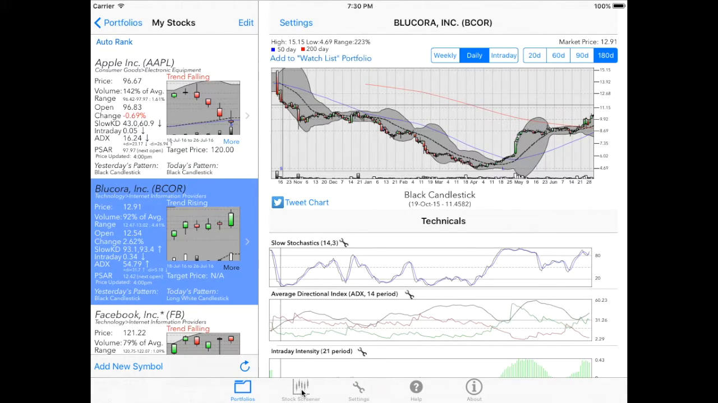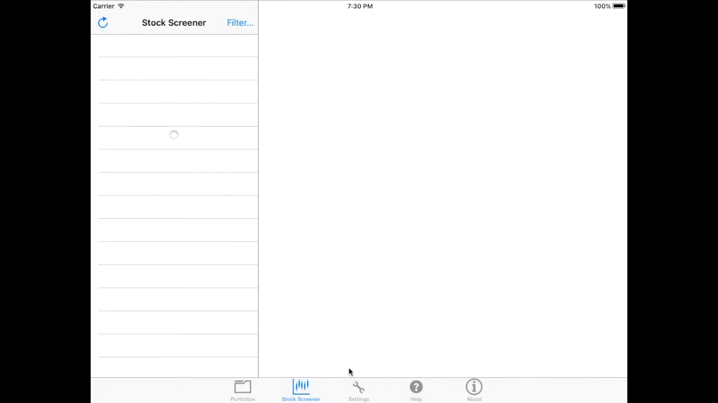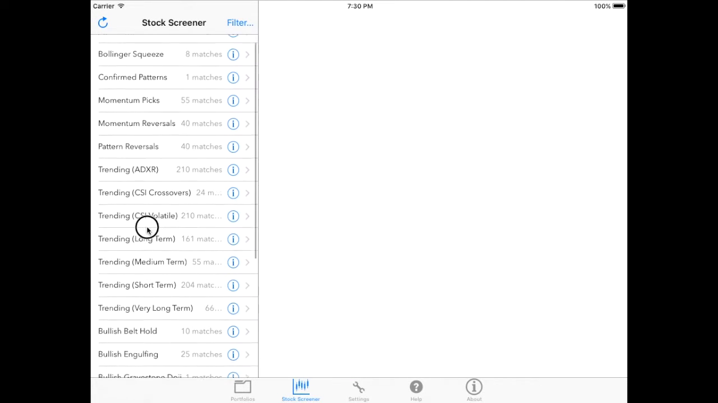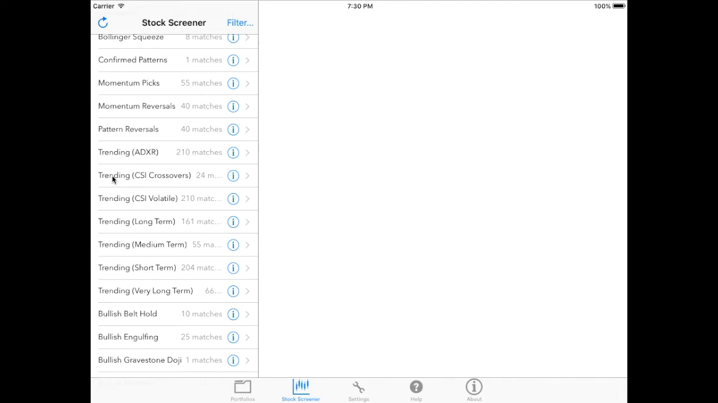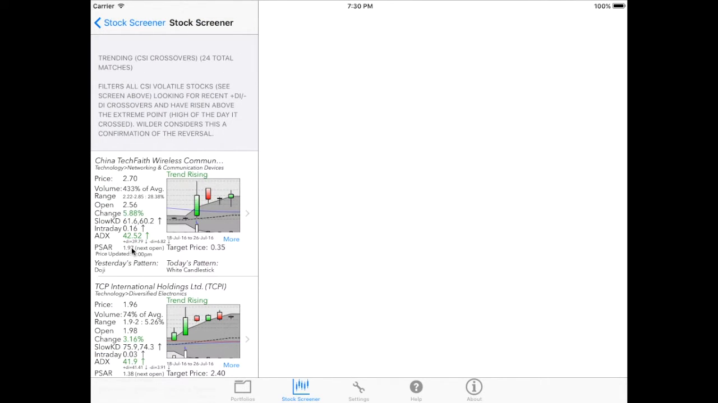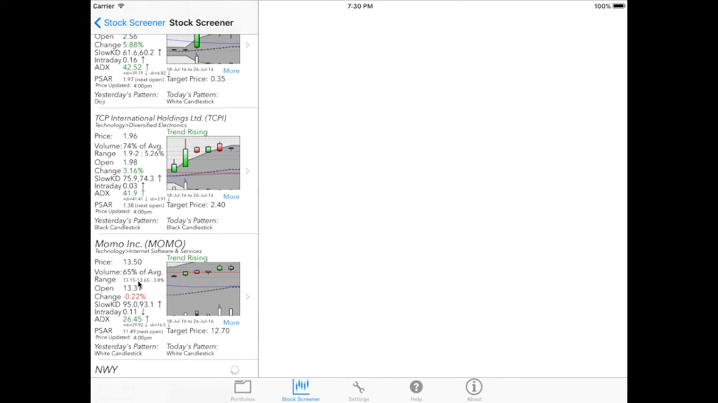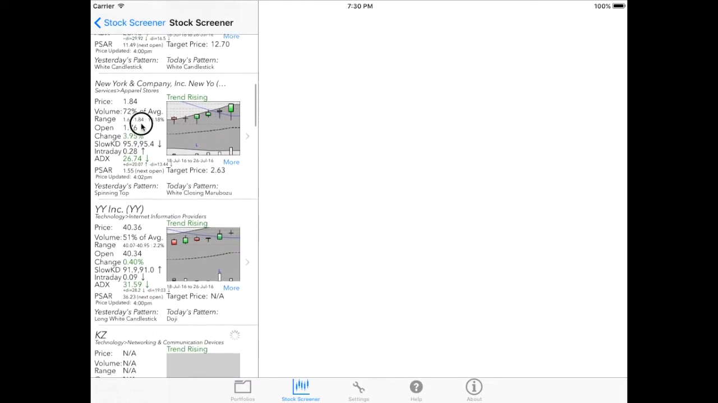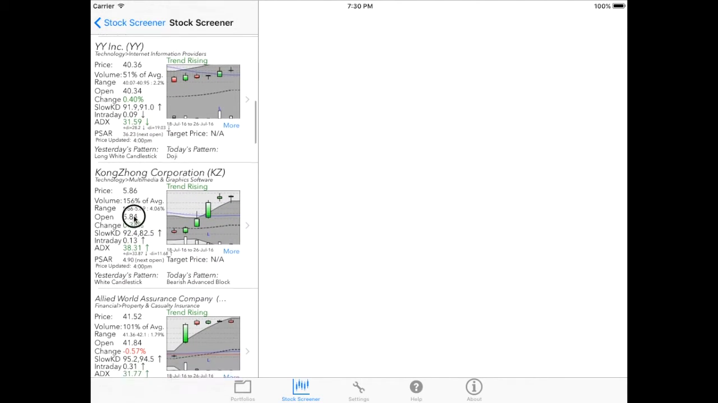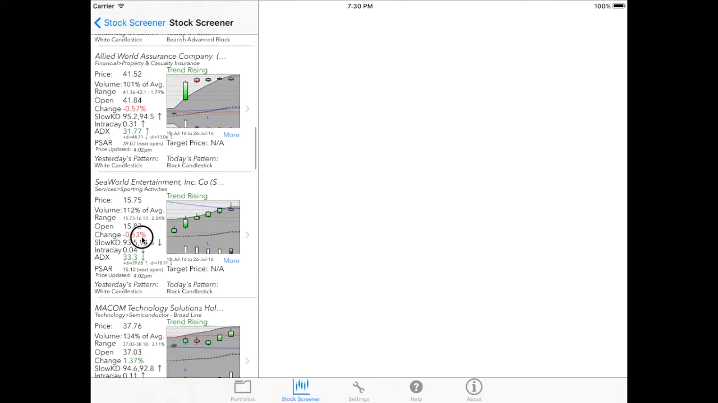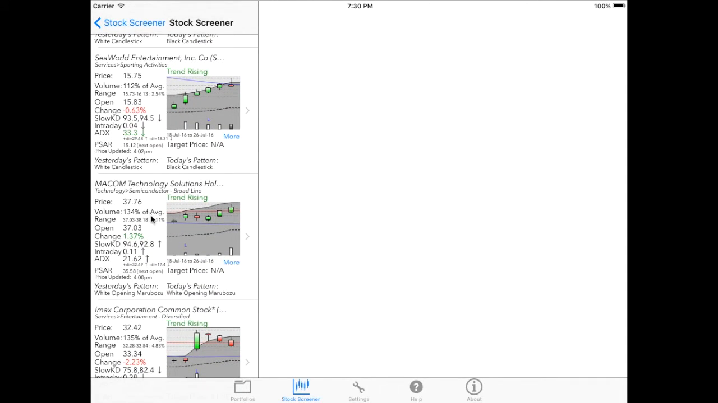Also, in the stock screener, you'll notice that there is a screen called CSI crossovers. It filters what are called CSI volatile stocks, looking for recent plus DI, minus DI crossovers that have risen above the extreme point, the high of the day that it was crossed, and this is considered the reversal. So take a look through here as well, because there are some pretty good potential buys, I think, from this particular screen, using the technicals developed by Wilder.